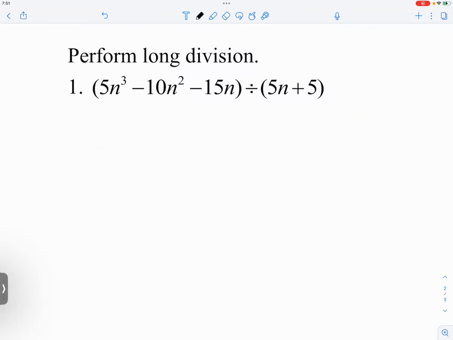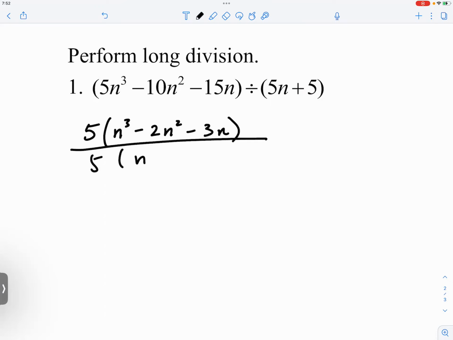Now, before we do any long division, can you see something special? Yeah, so let me go ahead and factor out the 5 first, because that is not very pretty. So not only the dividend could be factored out with a 5, the divisor could also be factored out with a 5. So the 5 actually got canceled out.